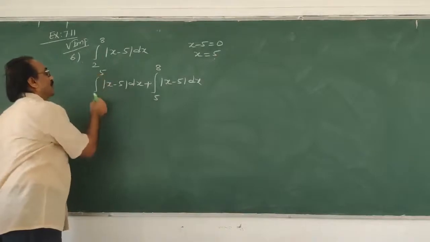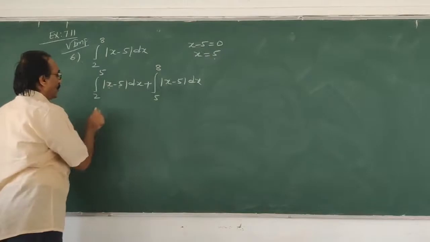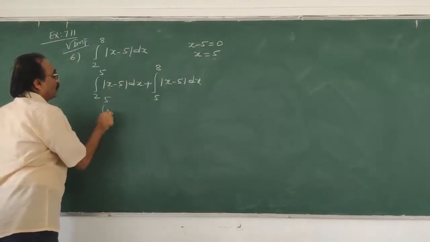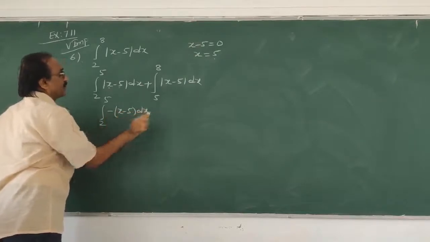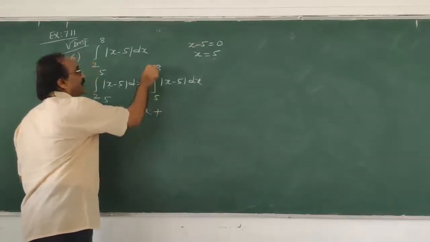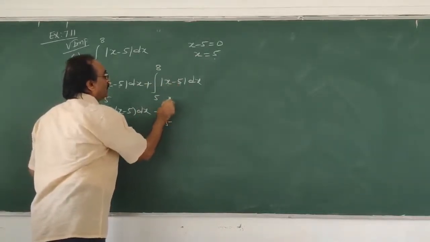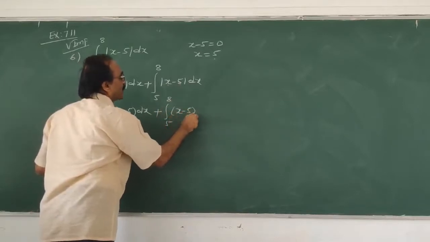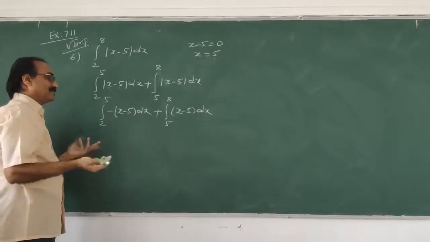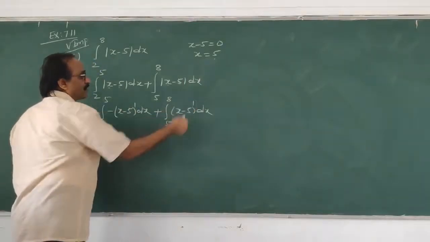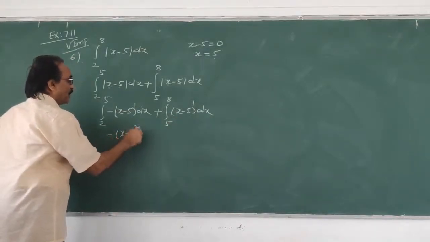In between two values you take one thing, limits 2 to 5, you take 3. 3 minus 5, negative, sir. So 2 to 5, open the mod, you write negative of x minus 5 dx, plus in between 5 to 8, 6, sir. 6 minus 5, 1, positive, sir. No problem, remove mod. You write positive here, x minus 5 dx. Already I explained this same concept. Now, same. Here nothing is there, power 1. Here nothing is there, power 1. Your integration, minus is here, x minus 5 whole square by 2.